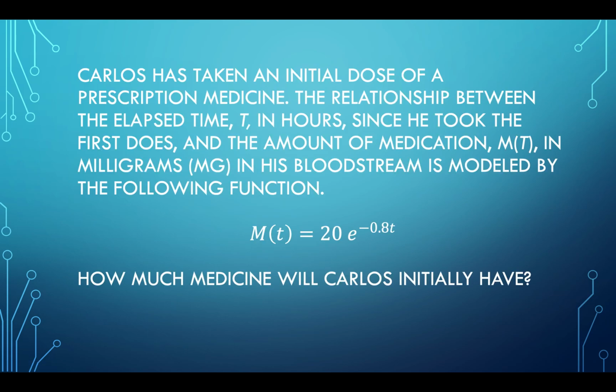The next problem. Carlos has taken an initial dose of a prescription medicine. The relationship between the elapsed time, T, in hours since he took the first dose, and the amount of medication, M(T), in milligrams, in his bloodstream is modeled by the following function. M(T) is equal to 20 times E to the negative 0.8 times T power. So I want to know, how much medicine will Carlos initially have?